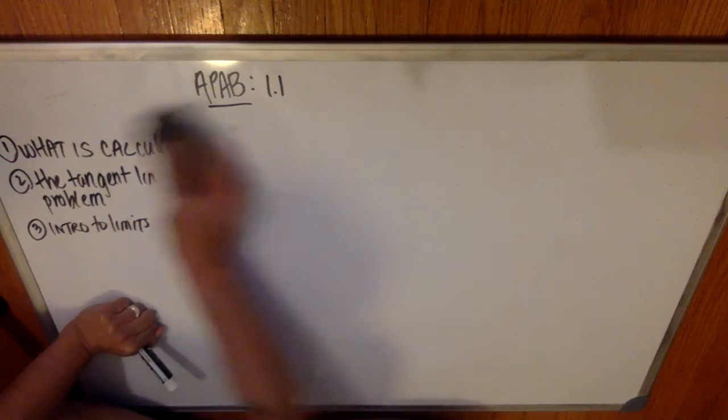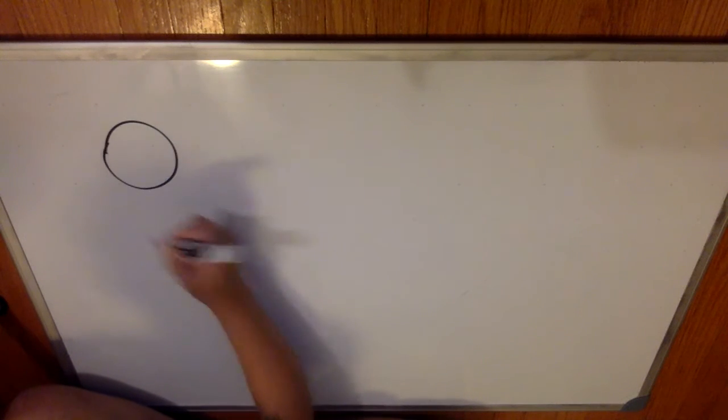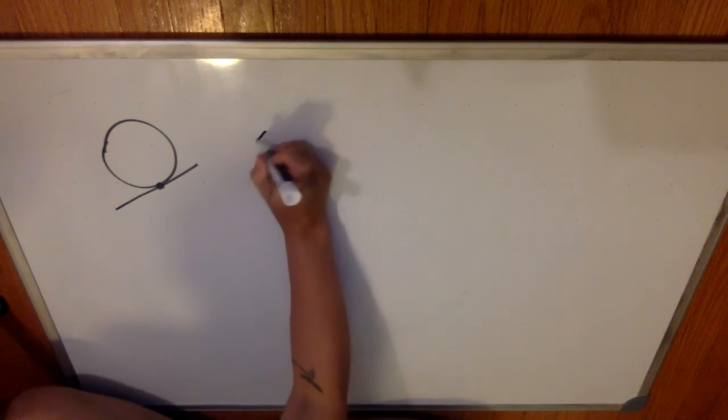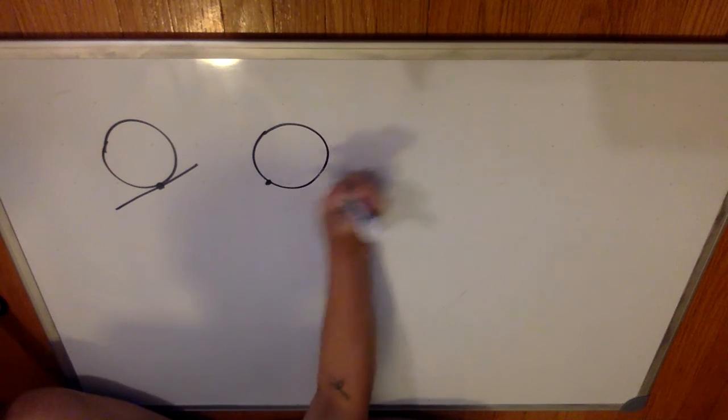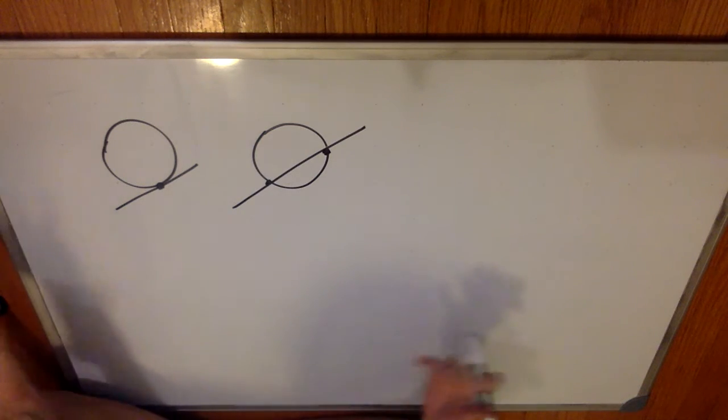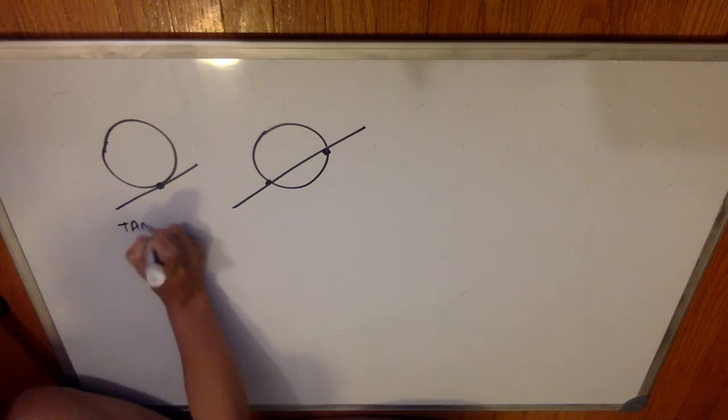So tangent line versus secant line. In a circle, a tangent line is a line that touches the circle once. A secant line is a line that touches the circle twice. And this is an example of a tangent line, right?